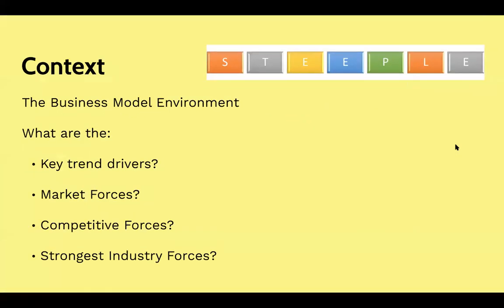And aside from all of those areas of the innovation project canvas, the other thing that's really important to include is the context and where your business model sits in the environment. So again, reinforcing the key trend drivers, the key market forces, the competitive forces that are out there, and what the strongest industry forces are. And utilizing the steeple model that we also looked at earlier, this is a really, really useful tool for pulling out that information that puts your business model proposition into context.